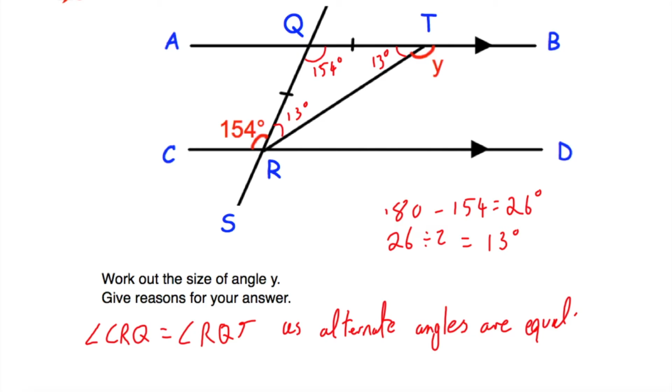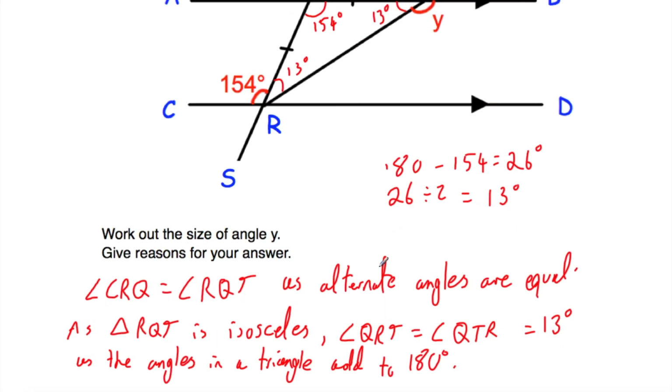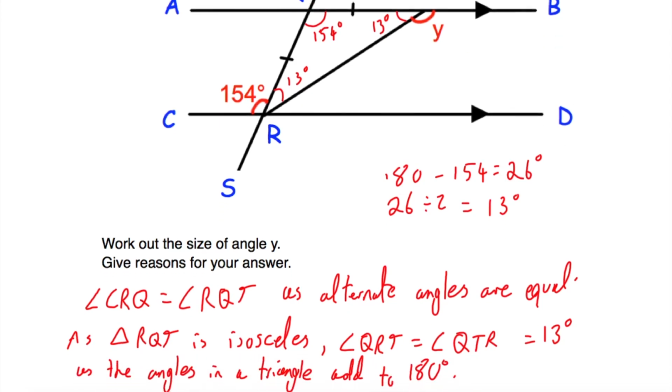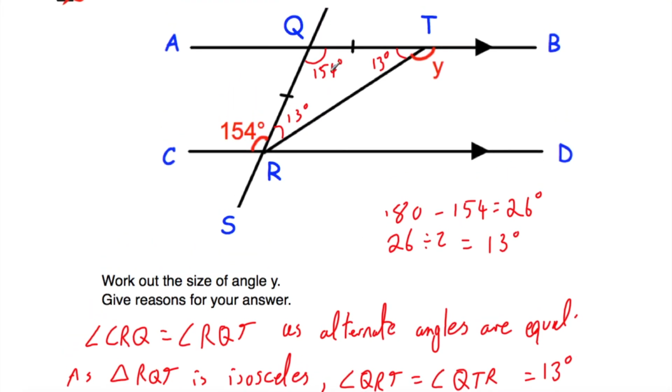Actually, let's write down the reason. Let's write down what we've done there. As triangle RQT is isosceles, angle QRT, so that angle, is equal to angle QTR. Those two angles are equal to each other and they're both 13 degrees. I've also said that the angles in a triangle add to 180 degrees, so that's why we've taken 154 degrees away from 180 degrees and halved it to get 13 degrees and 13 degrees. Now we want to find the size of angle RTB, this angle here, marked Y.